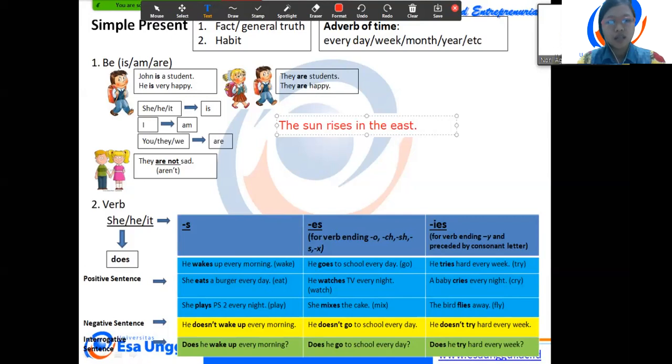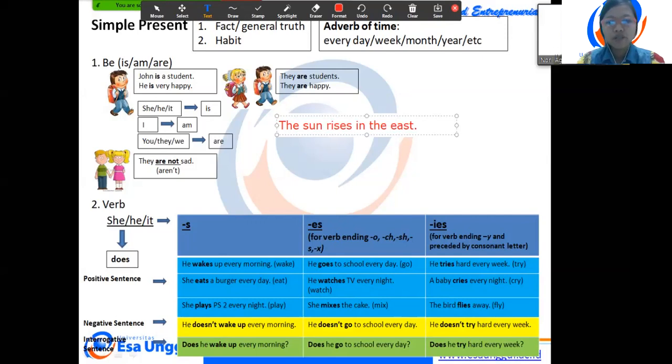Next, we go to the second type, verb. If the subject she, he, and it, we can add s or es or ies for the verb. Now look at the example. He wakes up every morning. Because the subject he, for the verb, we can put s. The other example, she eats a burger every day. The verb eats. You can see there is s here.